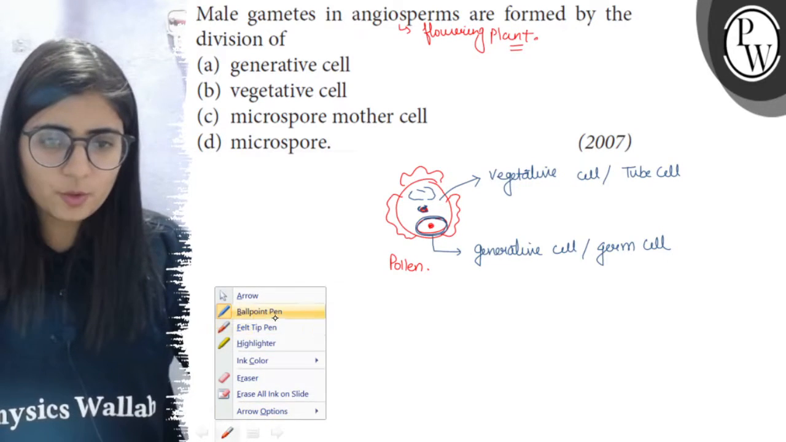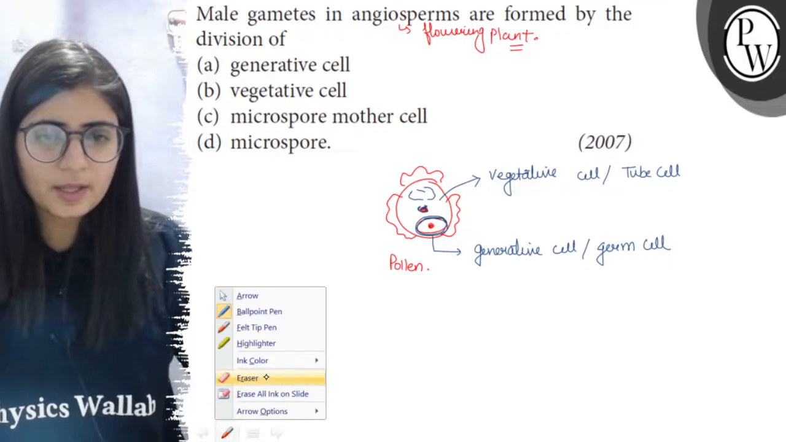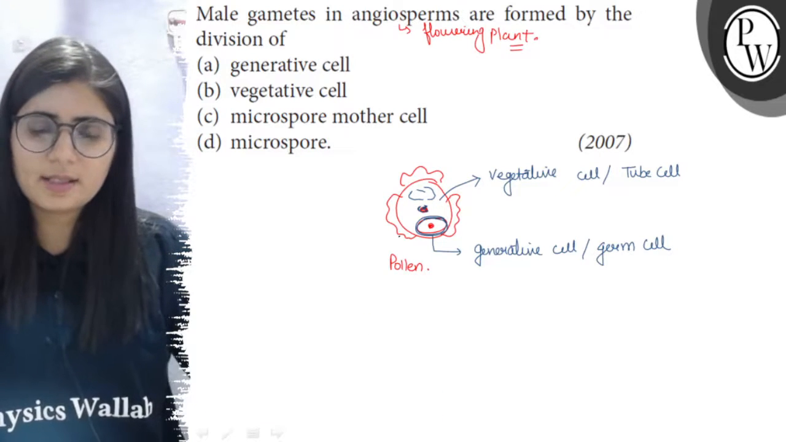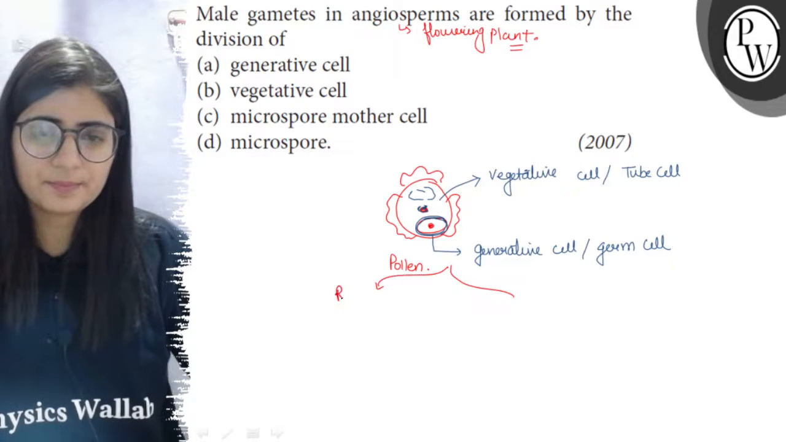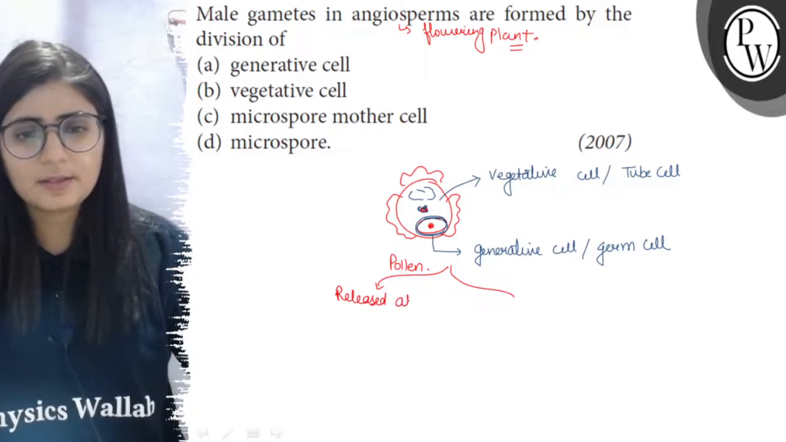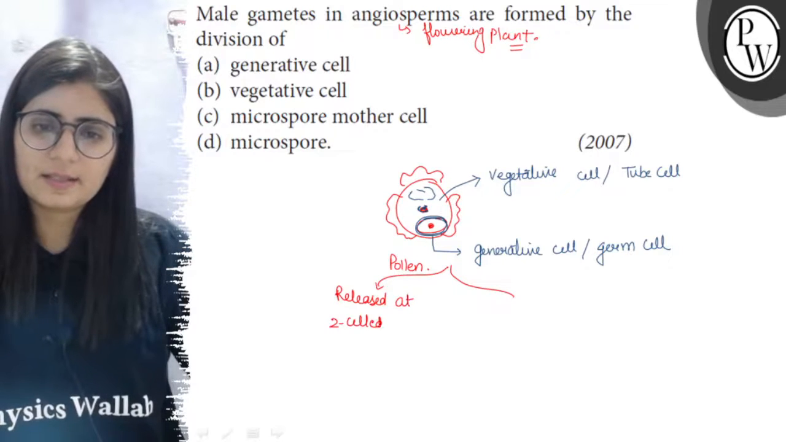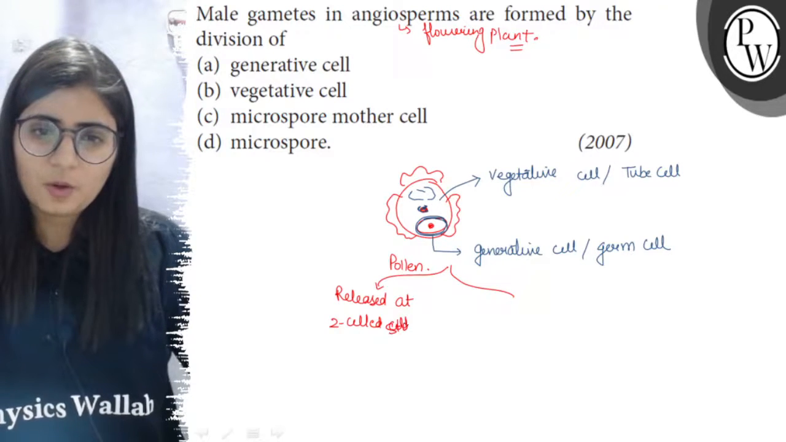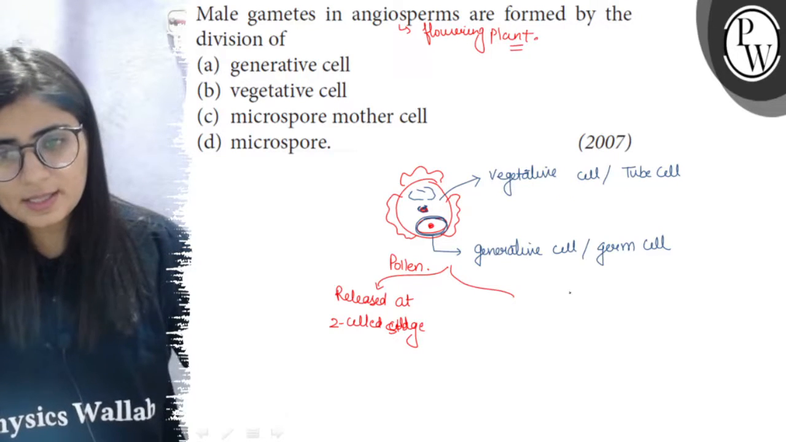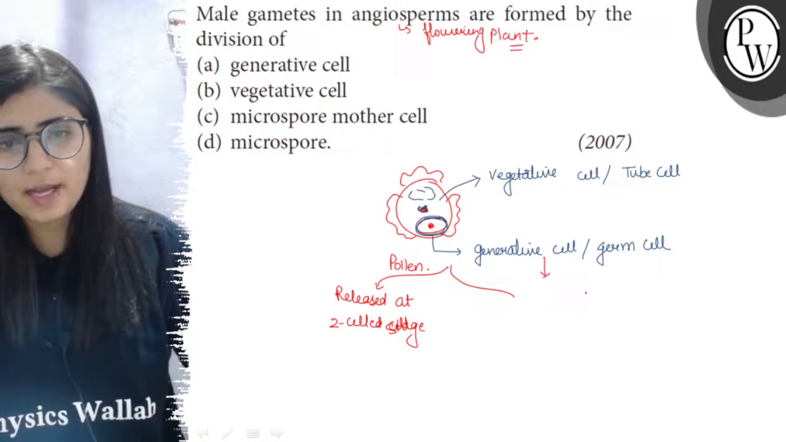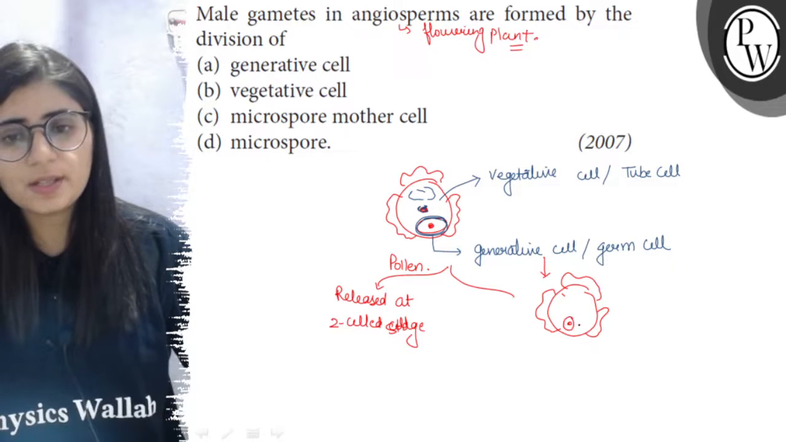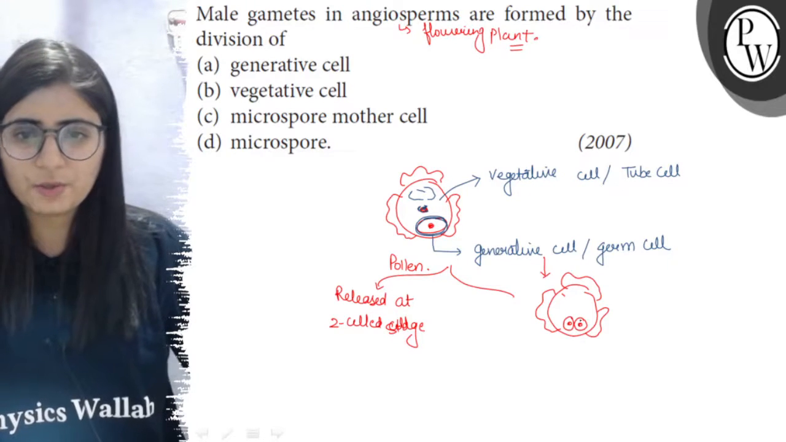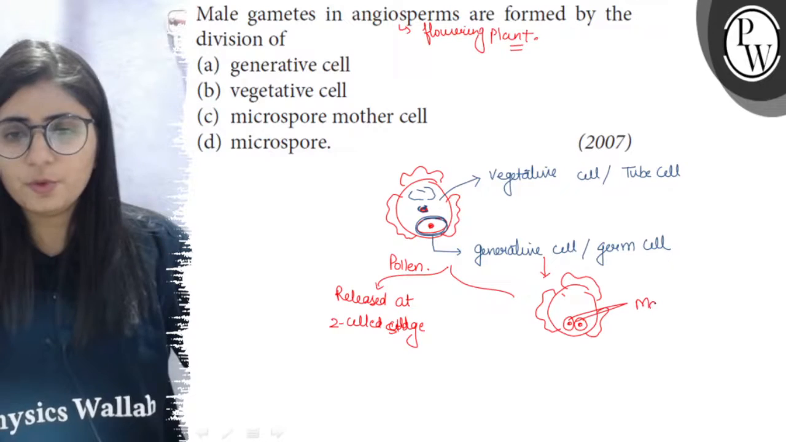Now there are two options. Either this pollen grain is released from the anther at this two-celled stage, or there is the chance that this generative cell divides further and forms two smaller cells. So these two smaller cells which are formed by the mitosis of the generative cell form two male gametes.